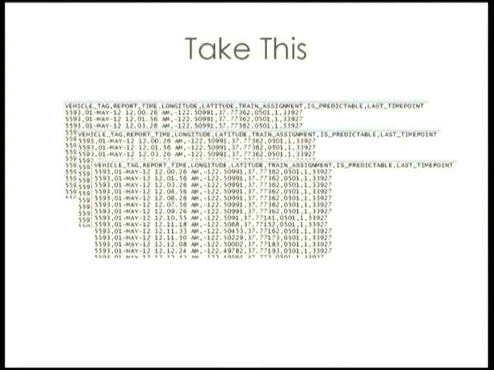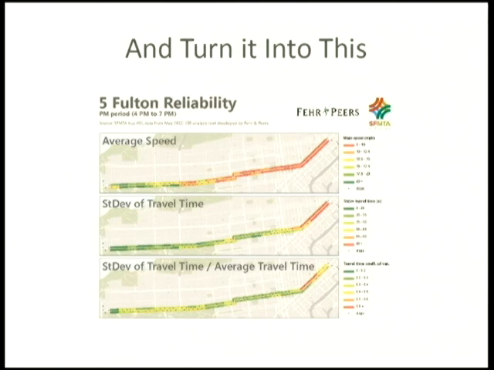So basically, we were taking all of this text file data and turning it into a useful map that gives us an idea of the average speed along the route, the standard deviation of travel time, and the standard deviation of travel time divided by the average travel time, which, well, it's complicated, but it gives you an idea of what the reliability of your transit route is like.